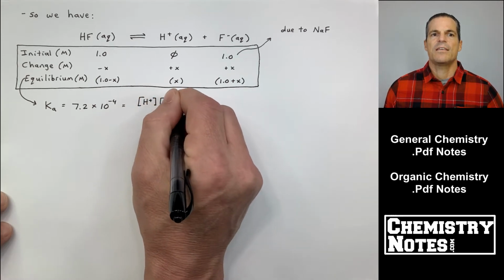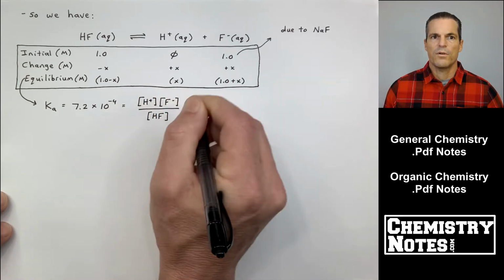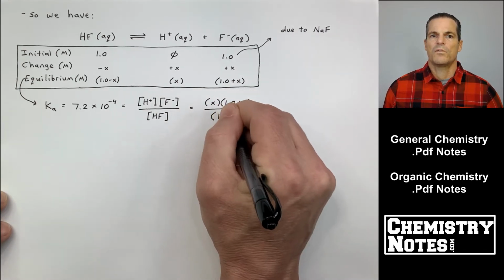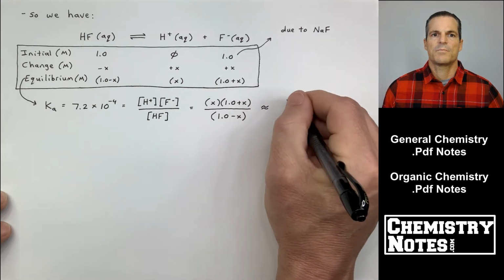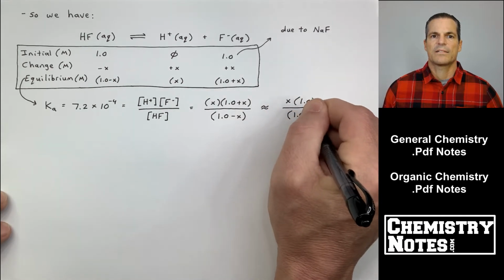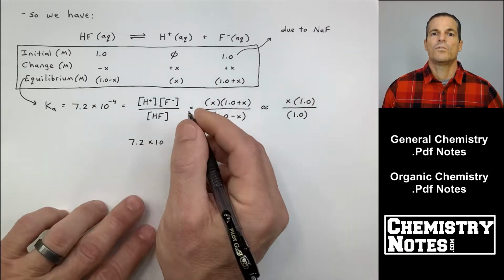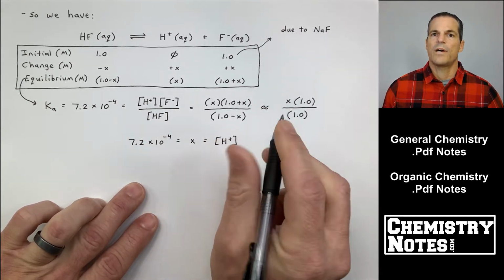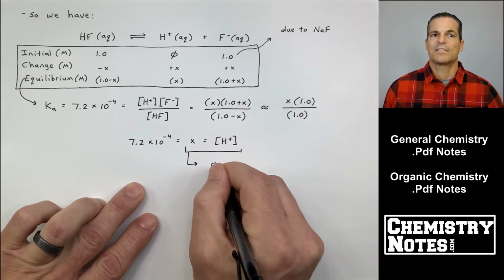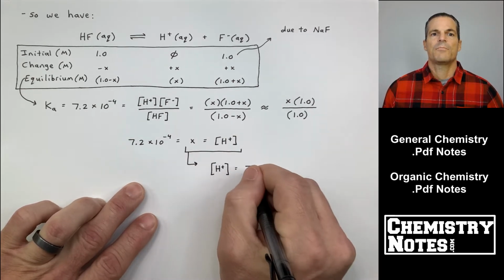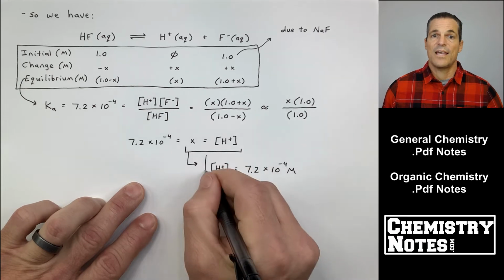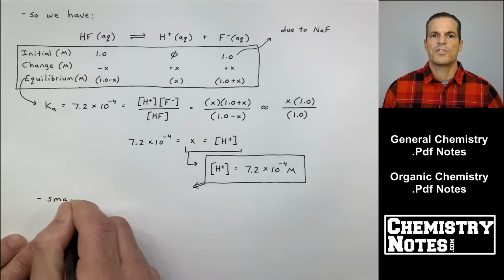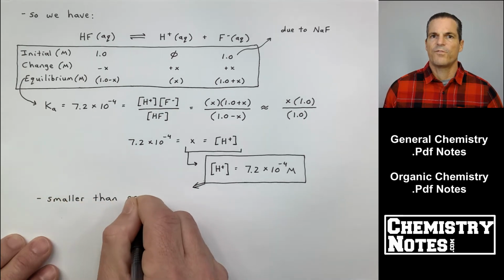So we fill in our gaps here like we've done in our ice tables many times before. And we have Ka equals 7.2 times 10 to the minus fourth equals H plus concentration times F minus concentration all over HF concentration, right? This is my equilibrium expression, products over reactants. And that boils down to X times 1.0 plus X all over 1.0 minus X, which we can simplify because Ka is small. 7.2 times 10 to the minus fourth equals X equals H plus. So this time the H plus concentration is 7.2 times 10 to the minus fourth.